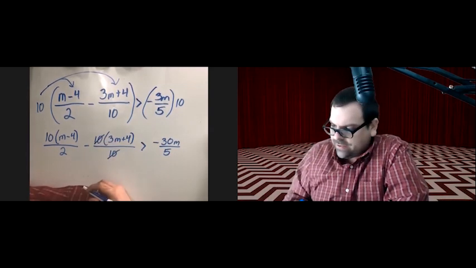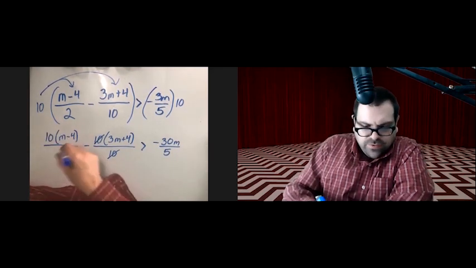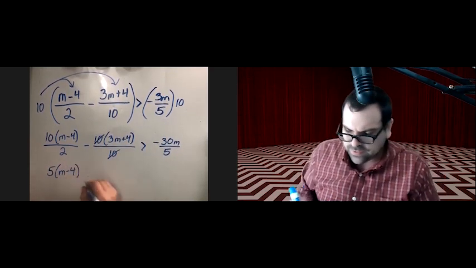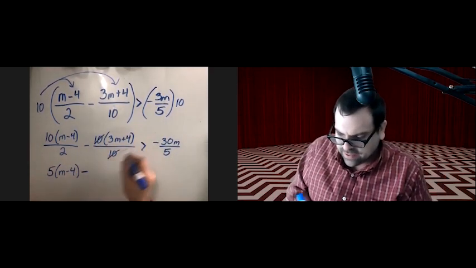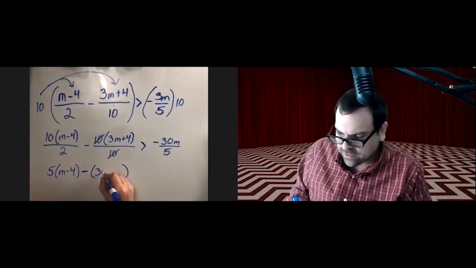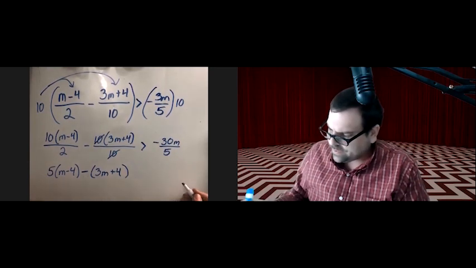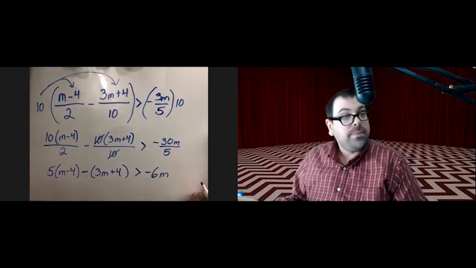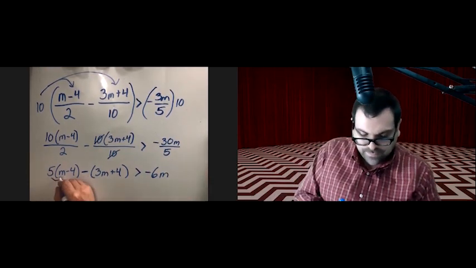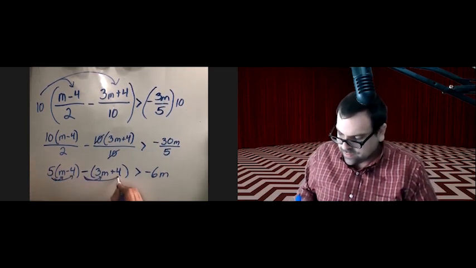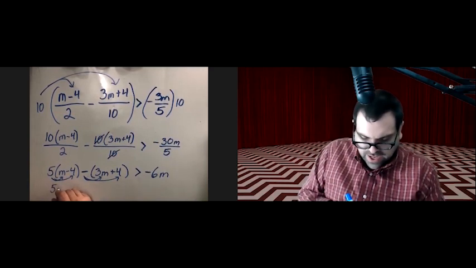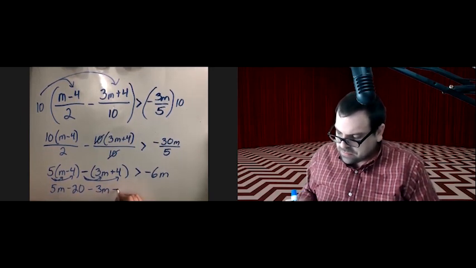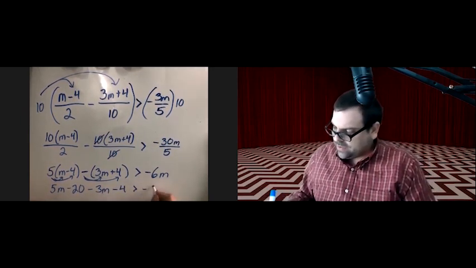The 10s cancel there. Here, 10 over 2 is 5 of these m minus 4s. And we're subtracting, in parentheses, the entire 3m plus 4. And then negative 30 divided by 5 is negative 6m. Distribute: 5m minus 20 minus 3m minus 4 greater than negative 6m.